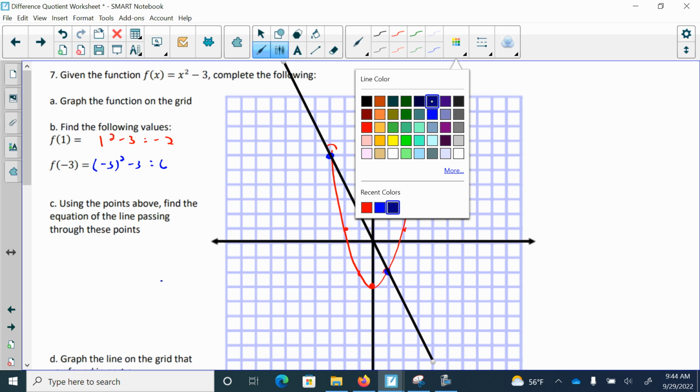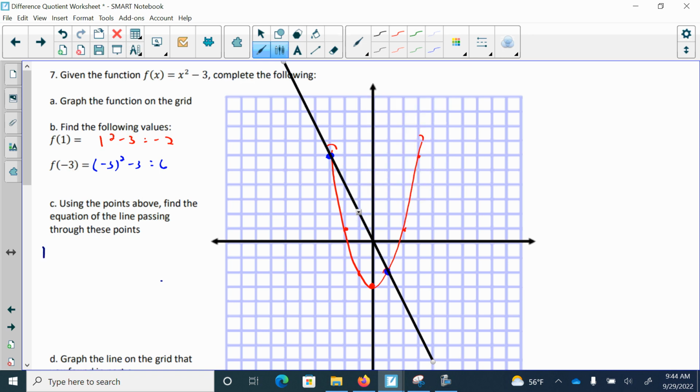Alright, so to find the equation of the line, I'm first going to find the slope. I'm going to do the change in y over the change in x. So I have those two points there. Do we agree that this point is (1, negative 2), and this point is (negative 3, 6)? So change in y, I would go 6 minus negative 2 over negative 3 minus 1. This will end up being 8 over negative 4, so I get a slope of negative 2.